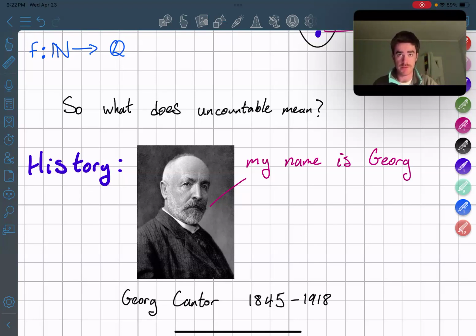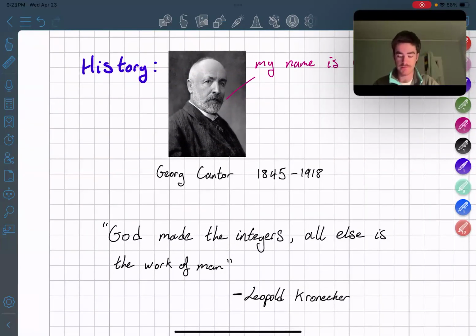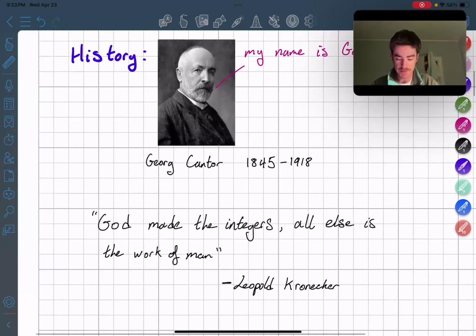He came up with his first indirect proof of the uncountability of the real numbers in 1874. And nobody liked it. Everyone thought it was bad math. They thought it was offensive. A popular mathematician at the time, Leopold Kronecker, said that God made the integers, all else is the work of man, in response to Cantor's proof, literally saying it's ungodly math, which is pretty mean. I think I wouldn't like that if someone wrote that on one of my proofs. Please don't write that in the comments.